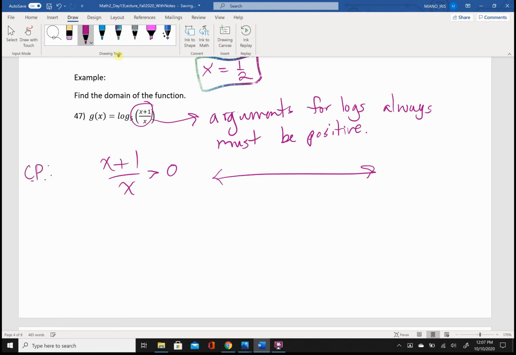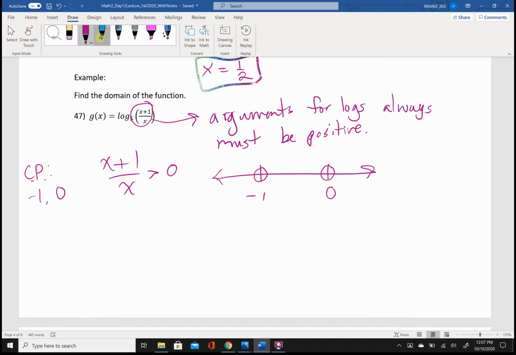Critical points are going to be when the numerator equals 0, basically, because it can't equal 0, it's got to be strictly greater than, or when the denominator equals 0. So the numerator equals 0 when x is -1, and the denominator equals 0 when x is 0. So those are going to be our two critical points, -1 and 0, for our number line analysis, and we want to put open dots here to indicate that those points themselves cannot be part of the solution, because neither one of them satisfy this inequality here.